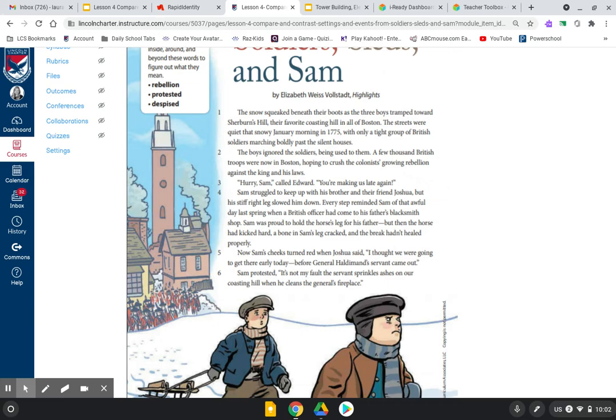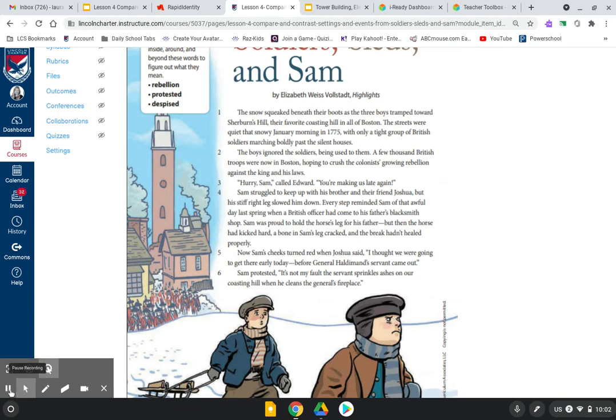"You're making us late again." Sam struggled to keep up with his brother and their friend Joshua, but his stiff right leg slowed him down. Every step reminded Sam of that awful day last spring when a British officer had come to his father's blacksmith shop. Sam was proud to hold the horse's leg for his father, but then the horse had kicked hard. A bone in Sam's leg cracked, and the break hadn't healed properly.